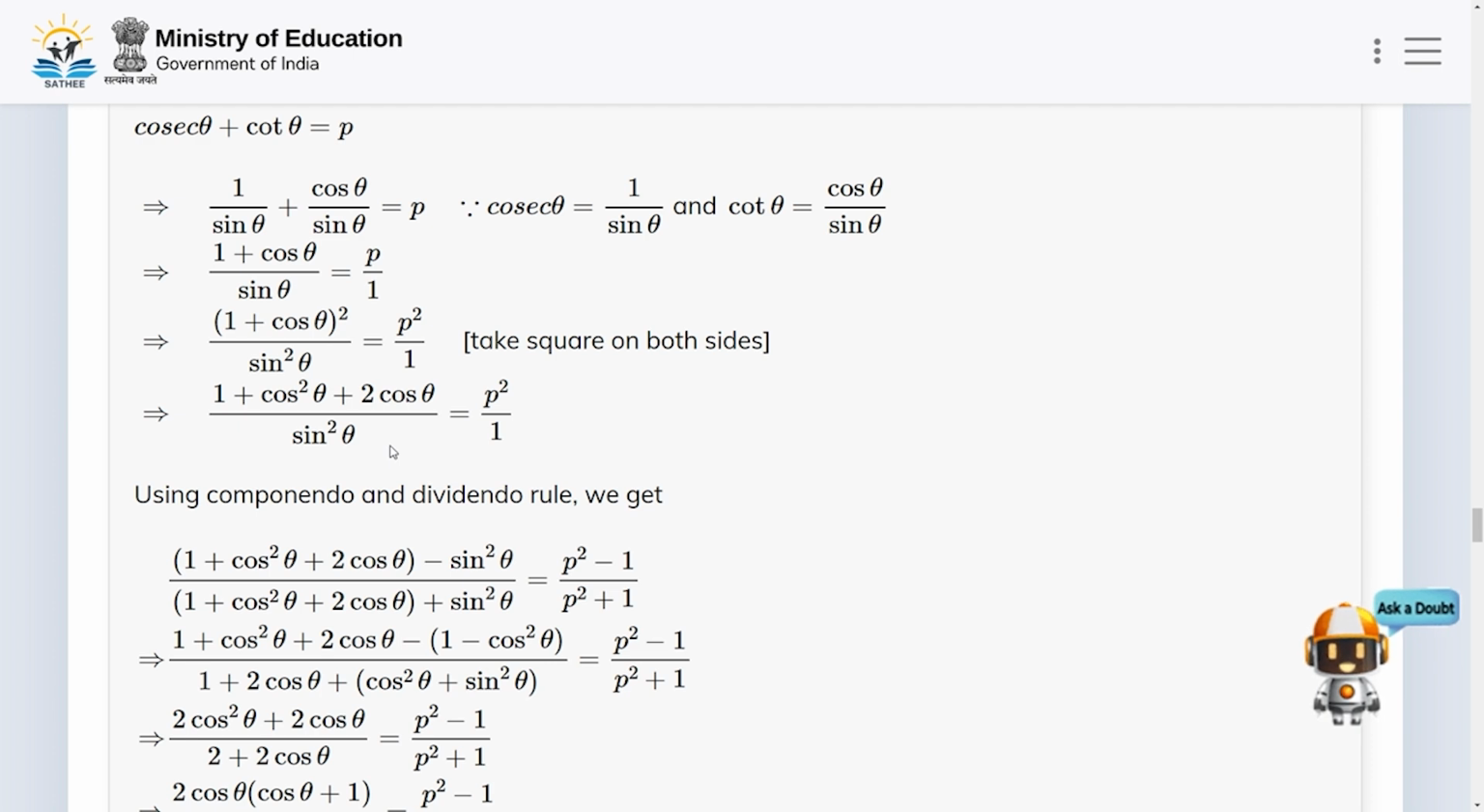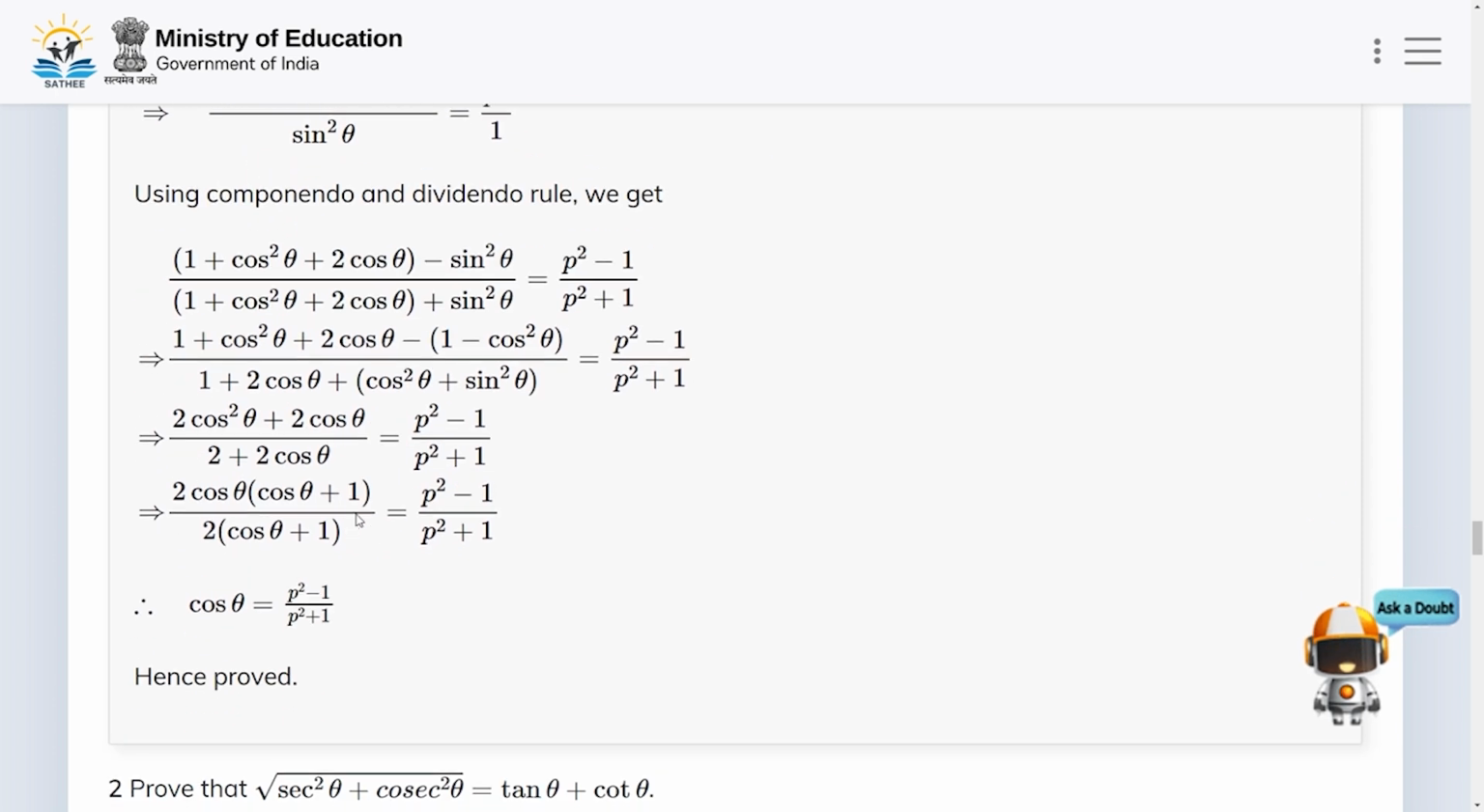Here, using the componendo and dividendo rule, we get (1 plus cos square theta plus 2 cos theta minus sine square theta) divided by (1 plus cos square theta plus 2 cos theta plus sine square theta) is equal to (P square minus 1) divided by (P square plus 1). And it implies (1 plus cos square theta plus 2 cos theta minus 1 minus cos square theta) divided by (1 plus 2 cos theta plus cos square theta plus sine square theta) is equal to (P square minus 1) divided by (P square plus 1).